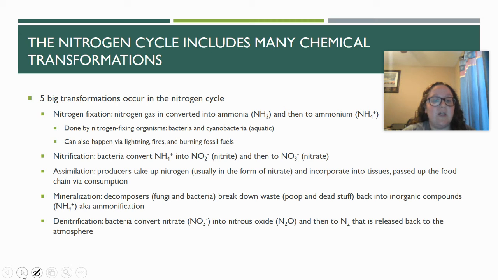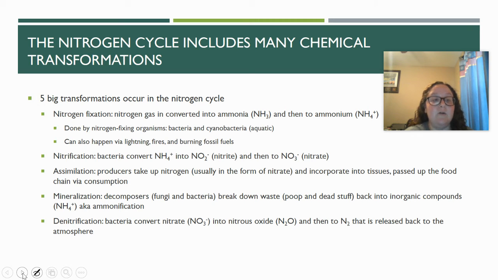Then we have nitrification, where the ammonium is converted into nitrite, and then eventually to nitrate, which can be used by plants. So that leads us to the next process, assimilation, where producers take up nitrogen, generally in the form of nitrate, and incorporate it into their plant tissues, which will be passed up the food chain via consumption. So the plant has all of this lovely nitrogen, the consumer eats it, and now they have that nitrogen to be able to break down and use to build their own proteins and nucleic acids.